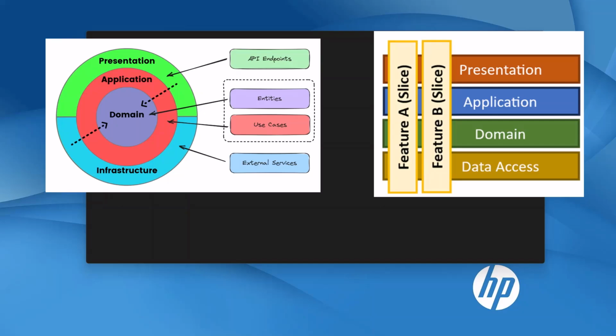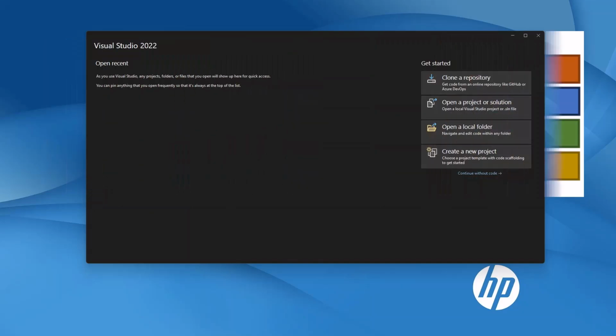Now, under each feature, you're going to have presentation, application, domain, and data access. I believe you've gotten the concept here. So bear in mind that clean architecture organizes code based on layers, but vertical slice architecture organizes code based on features. So now that you have understood what vertical slice architecture is, let's see a practical example of this architecture.